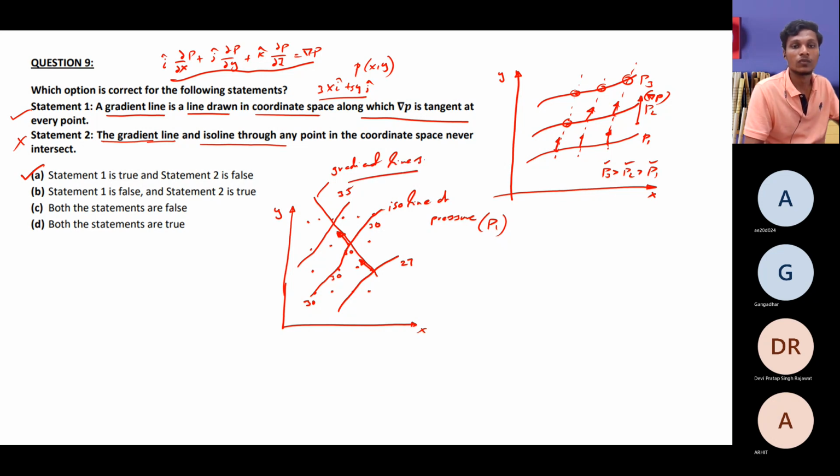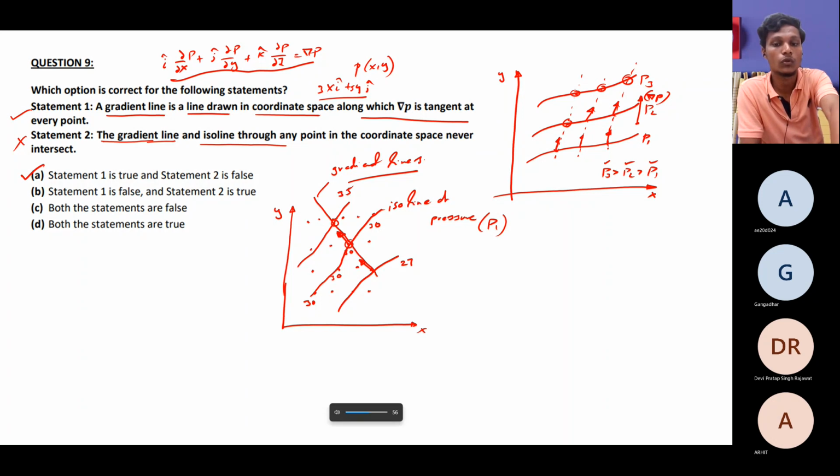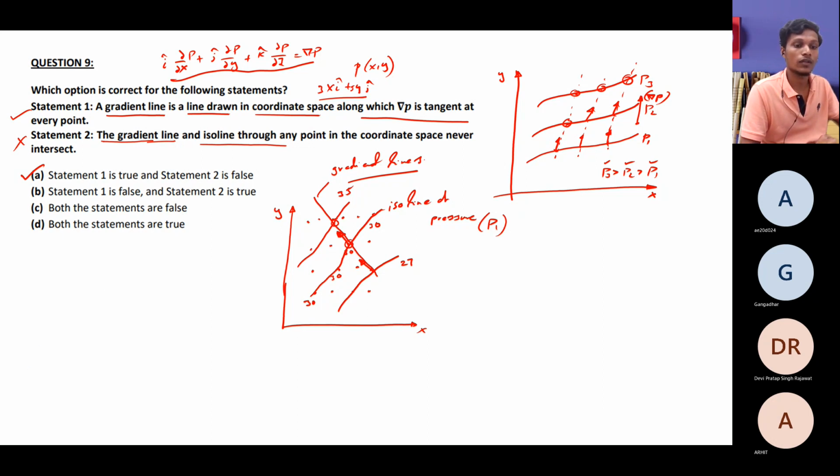Yes, so intersecting of these lines always happens in the flow field. So that's why statement 2 is false and statement 1 is true. Fine. Let's go to the next question.